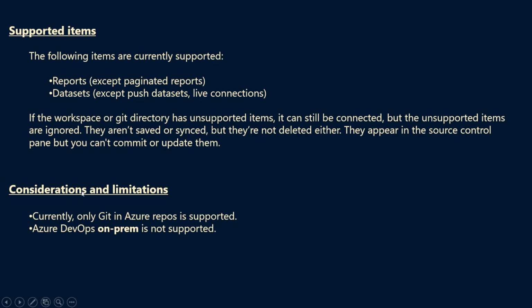Now if I talk about the considerations and limitations, currently only Git in Azure Repos is supported, and this is one limitation. Azure DevOps on-premises version is not supported yet, which is the second limitation of this feature.